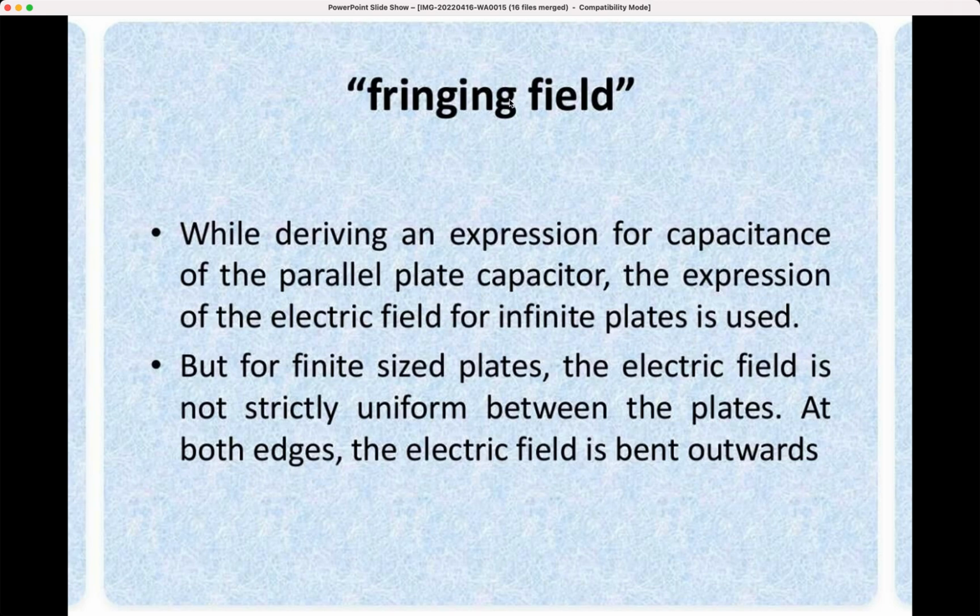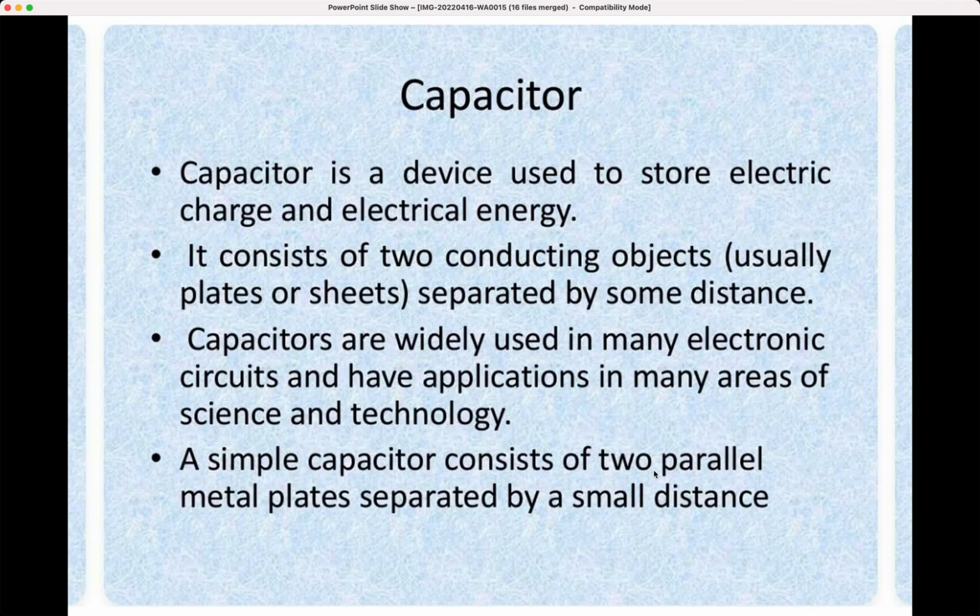Now we were talking about the fringing field. What is it? While finding the expression for the capacitance of a parallel plate capacitor, we normally use the expression of the electric field for infinite plates. For finite-size plates, the electric field is not uniform between the plates, it will not be consistent. At both edges, the electric field is bent outwards, as I showed in the diagram before.